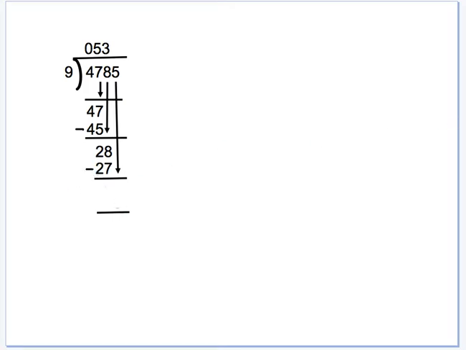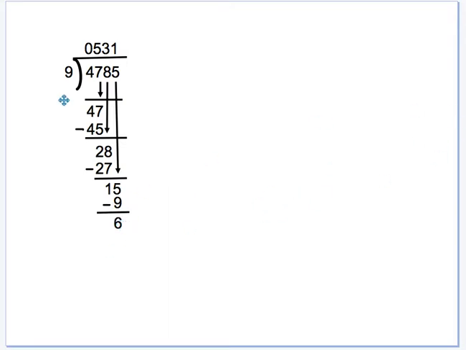And so you get 1, and then you carry down the 5. Let me move that down a little bit. All right, and you get 15. How many times can 9 go into 15? 1 time, and then 1 times 9 is 9, and again, you're subtracting, and you get a remainder of 6 left over.